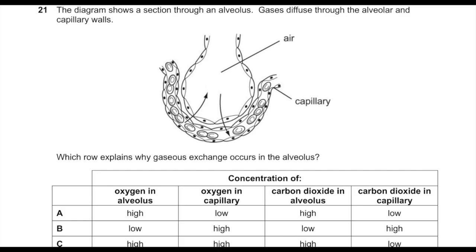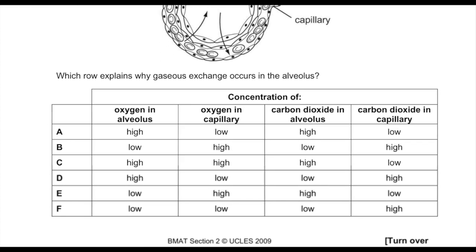Question number 21. The diagram shows a section through an alveolus. Gas diffuses through the alveolar and capillary walls. Which row explains why gaseous exchange occurs in the alveolus? So we have oxygen in alveolus, oxygen in capillary, carbon dioxide in alveolus, and carbon dioxide in capillary, and this is all in relation to concentration.